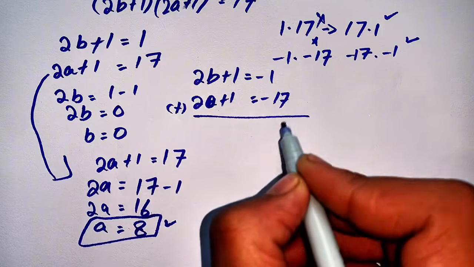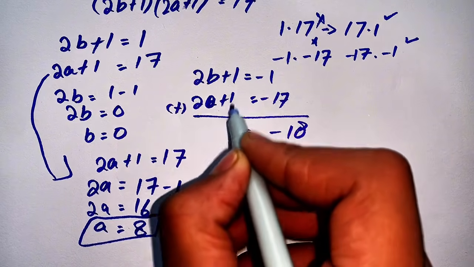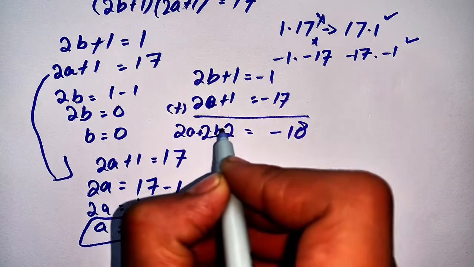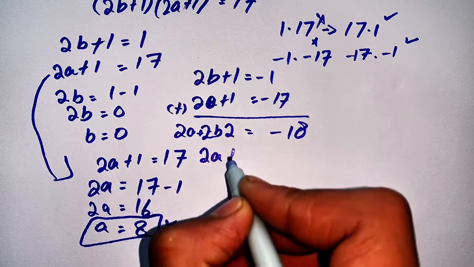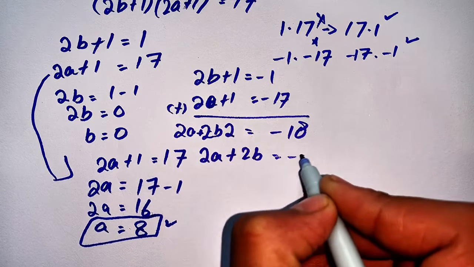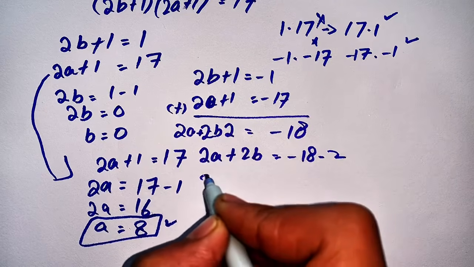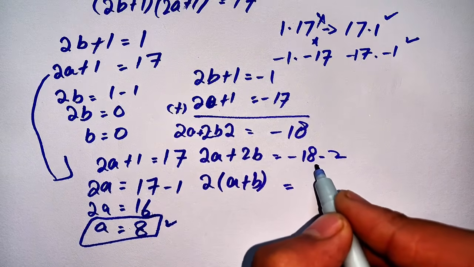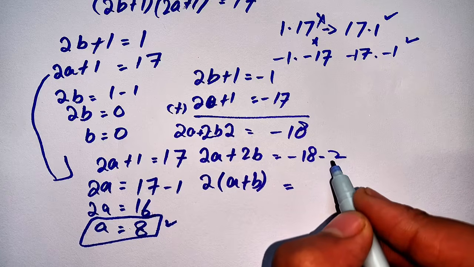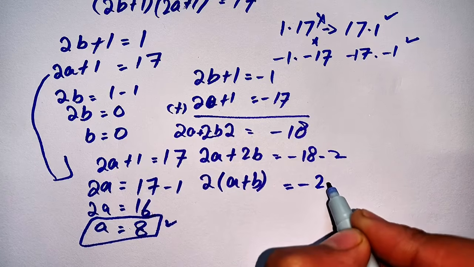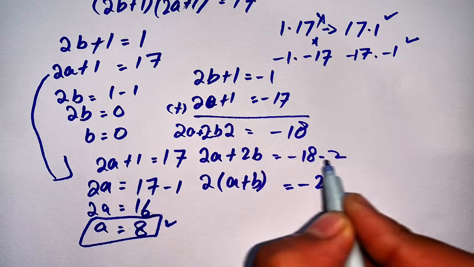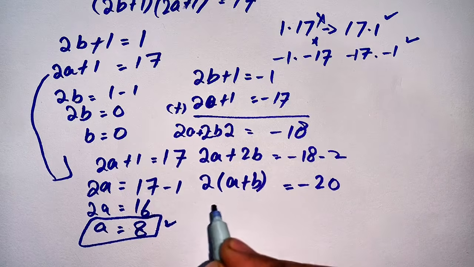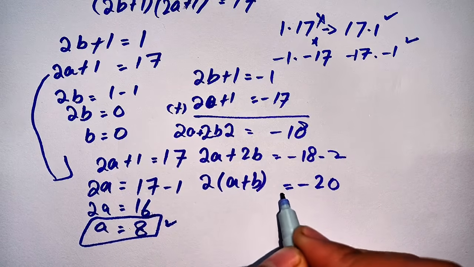We are adding these: minus 18 is equal to 1 plus 1, 2b plus 2a. 2a plus 2b is equal to minus 18 minus 2. 2 into a plus b is equal to minus 18 into minus, which is plus. This will be minus 20. The sign remains minus. 2 into a plus b is equal to minus 20.